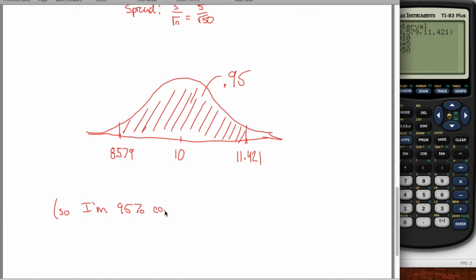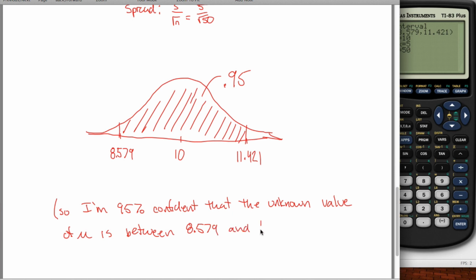What you don't need to write is, so I'm 95% confident that the unknown value of mu, the population average, is between those two values, 8.579 and 11.421. You don't have to write this, that's why I put it in parentheses, but that's kind of the conclusion. That's what we're doing here.